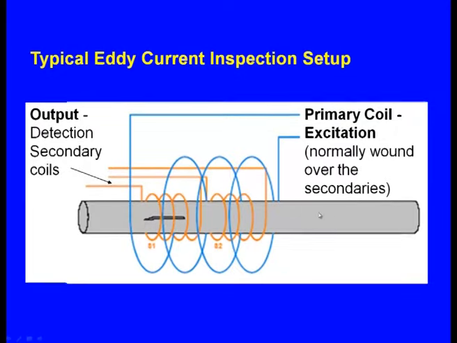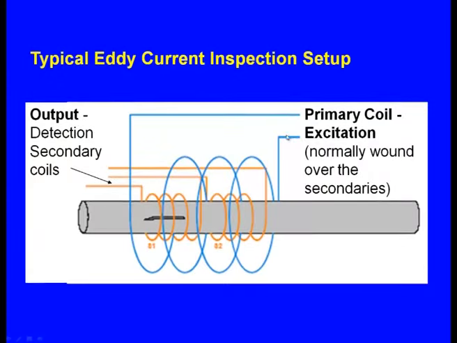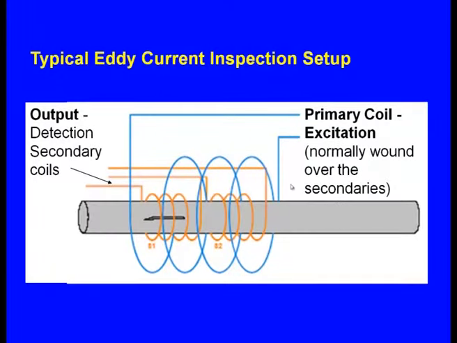Now, this is the cast specimen. Now, this is the primary coil. The blue colored one is the primary coil, normally wound over the secondaries. Now, here is the secondary coil. The red one is the secondary coil. So, in this setup, we see there are two types of coils. One is the primary coil and the other one is the secondary coil. And through the primary coil, we will be passing the current.